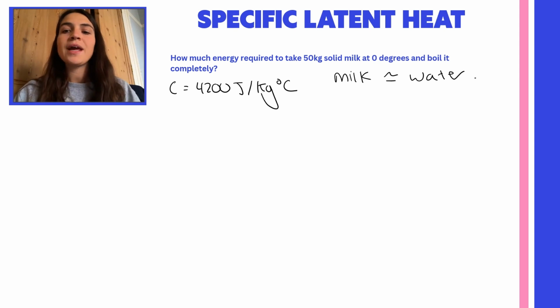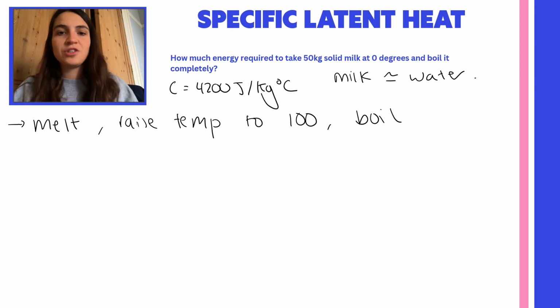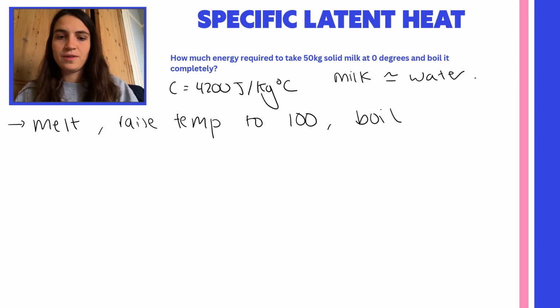So we have this idea that in order to be able to do this, we're going to need to melt the milk first, but then that is going to be at 0 degrees. We're then going to need to raise the milk's temperature from 0 degrees to 100 degrees. And once we've done that, we can then boil that milk at 100 degrees. So how are we going to do this?